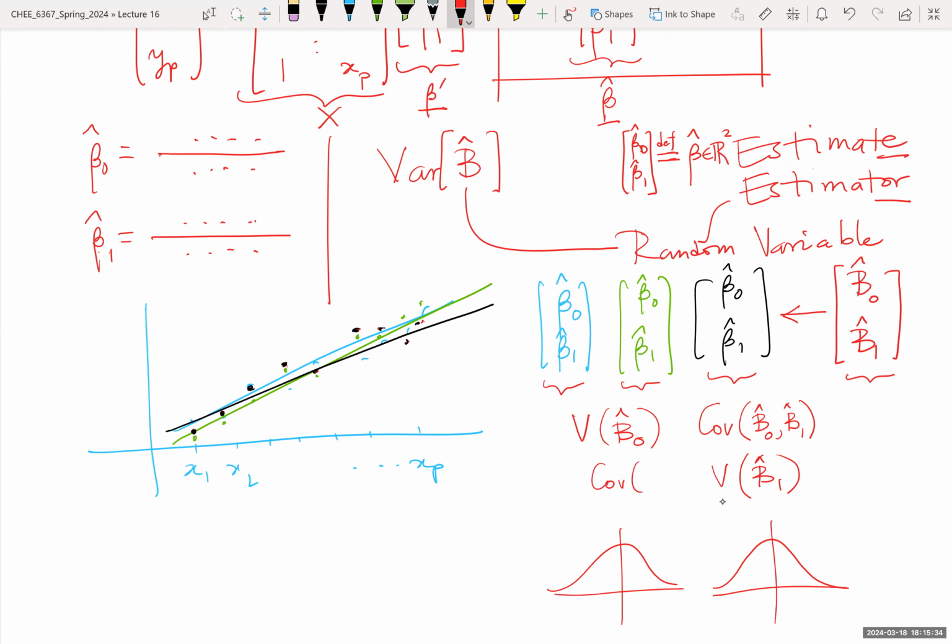The covariance, it's the same thing, actually, I shouldn't write. It's the same thing. And this is what people call the covariance matrix, or sometimes it's called just the variance matrix for a vector. So it's the covariance matrix of the vector beta hat.